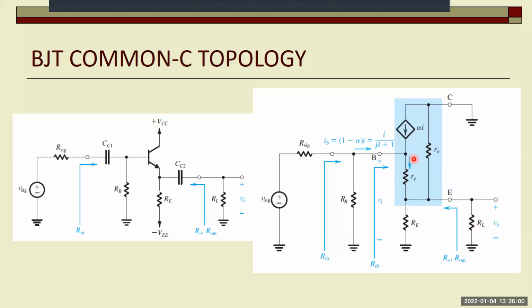So the output voltage is then that current I multiplied with the parallel equivalent of all these resistors connected to the emitter. So input resistance is found from the parallel equivalent of these three plus re, multiplied by the current divided by the current. So the input resistance is a very high resistance.